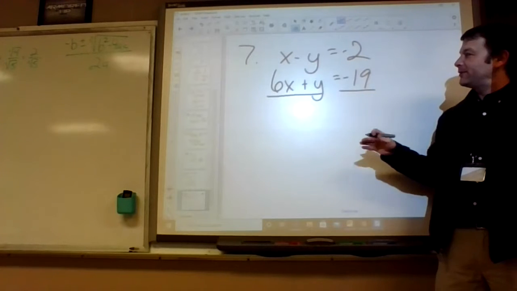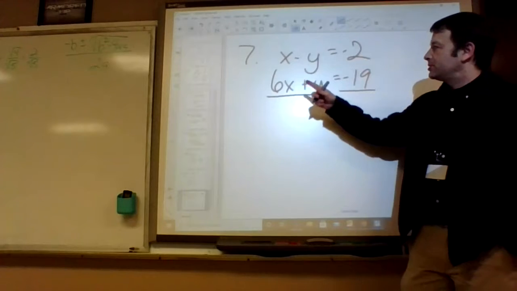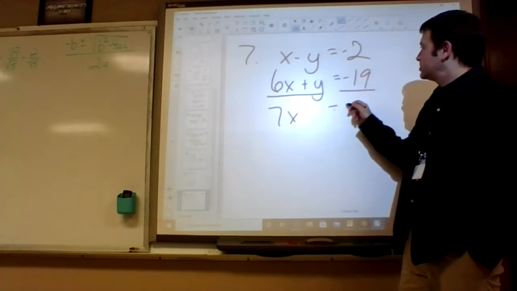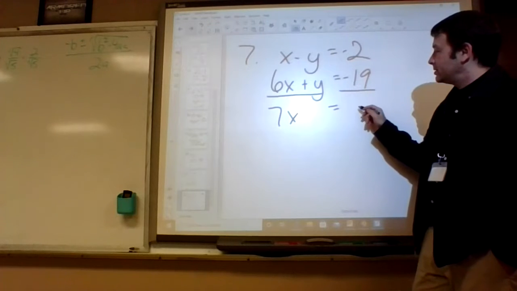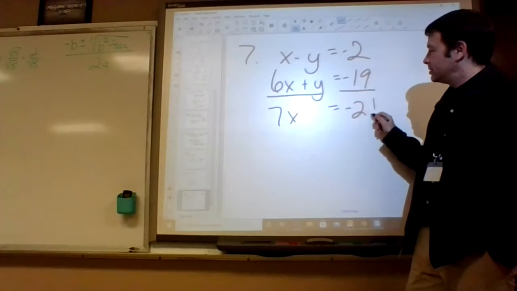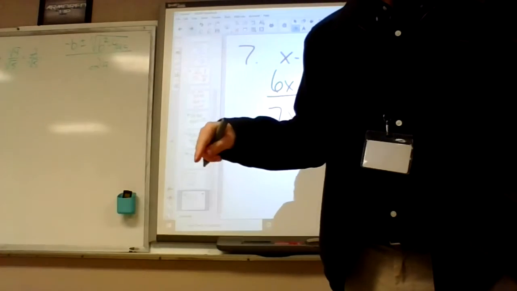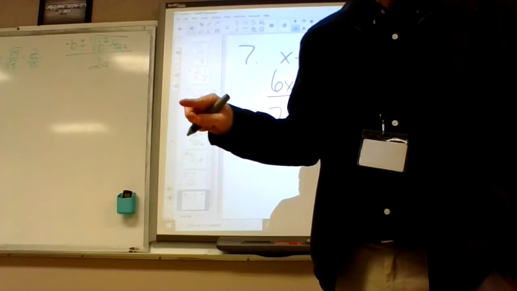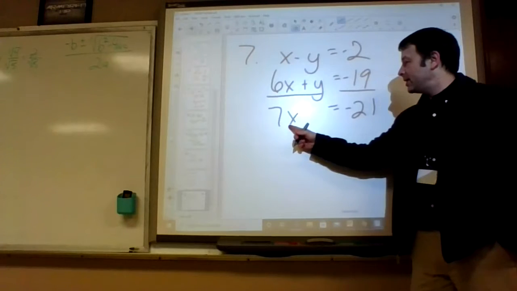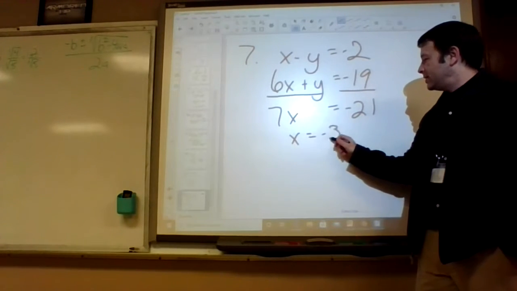Number 7: x minus y equals negative 2, and 6x plus y equals negative 19. Can I use the same trick if I add the lines together? Will my y's go away? Yes. So what's 1x plus 6x? 7. What's negative 2 plus negative 19? Negative 21. Divide by 7. Most of these problems you should not get a fraction, although it looks like number 15 we're going to get a fraction. If you would get a fraction, something's probably wrong. Divide by 7: negative 3. x is negative 3. Now what do I do?